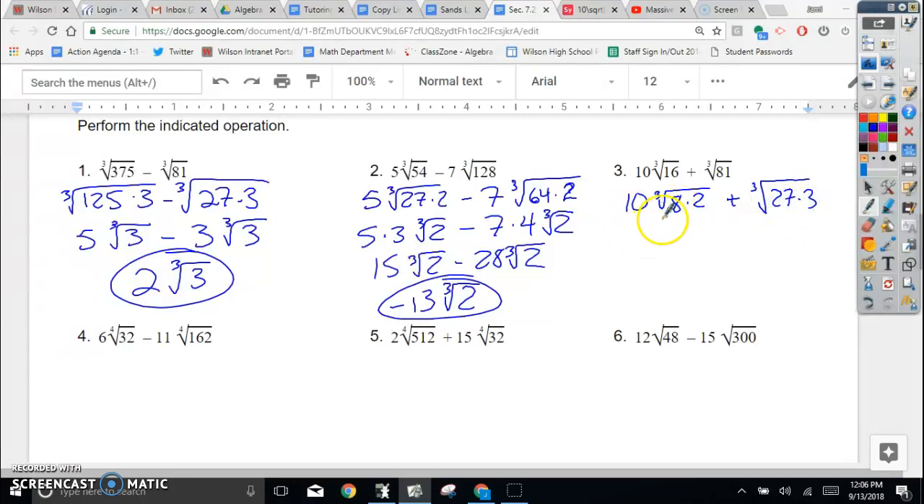So I'm going to pull the 8 out, but that will be 2 times 10. So I got 10 times 2 times the cube root of 2. This will be 3 cube root of 3. This is 20 cube roots of 2 plus 3 cube roots of 3.